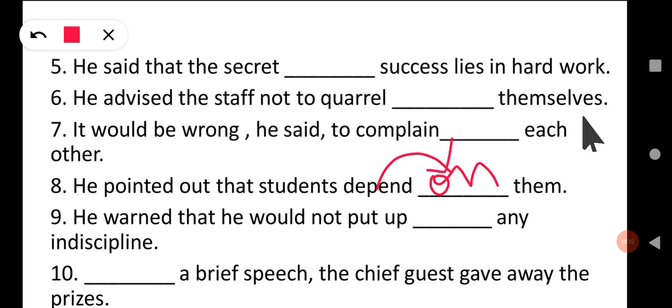Next, he warned that he would not put up dash any indiscipline. That means I won't tolerate. Put up in the sense I will not tolerate. Tolerate what? Put up with any indiscipline.